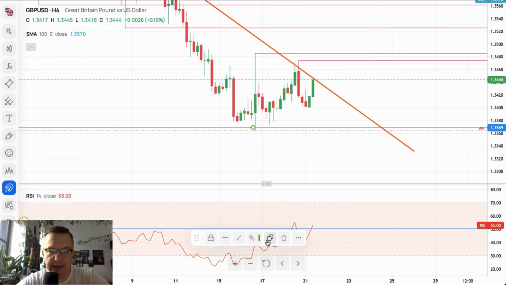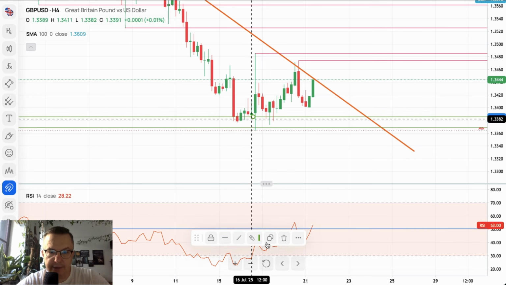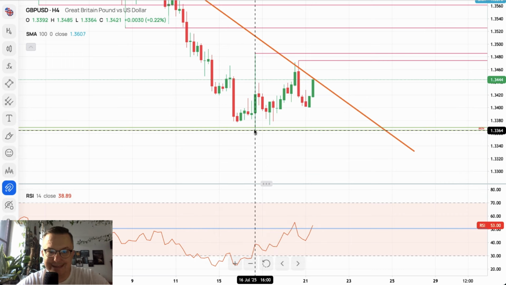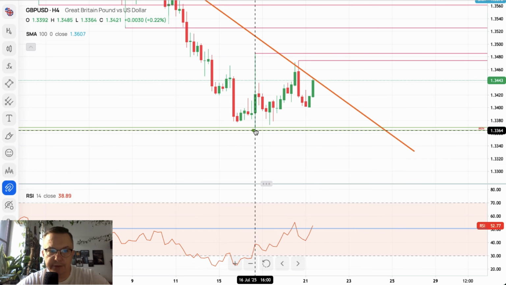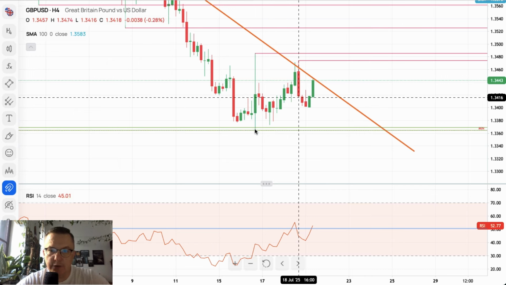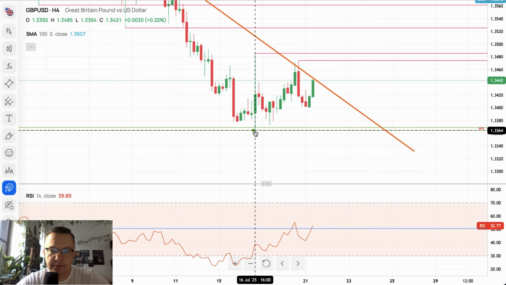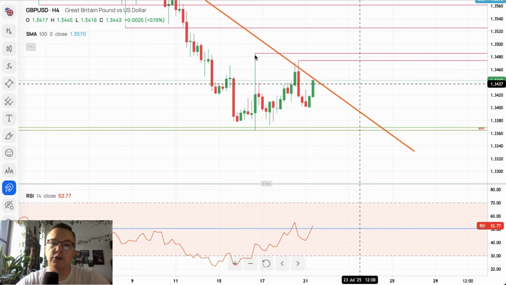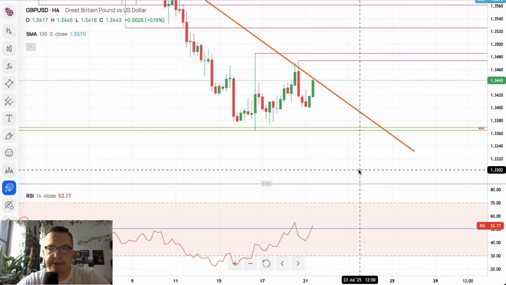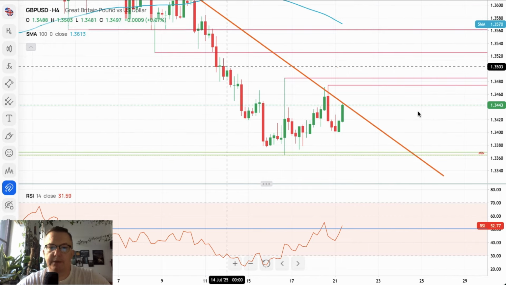Let me just multiply this line and attach this line to the lows of July 16th, 2025. This low is obviously 1.3364, and the high is 1.3485, so it's like 120 pips. This is the range zone, and as long as we trade below the technical resistance, above this technical support, all of this is basically range trading, a little bit skewed to the downside. So please consider this in your trading as well.